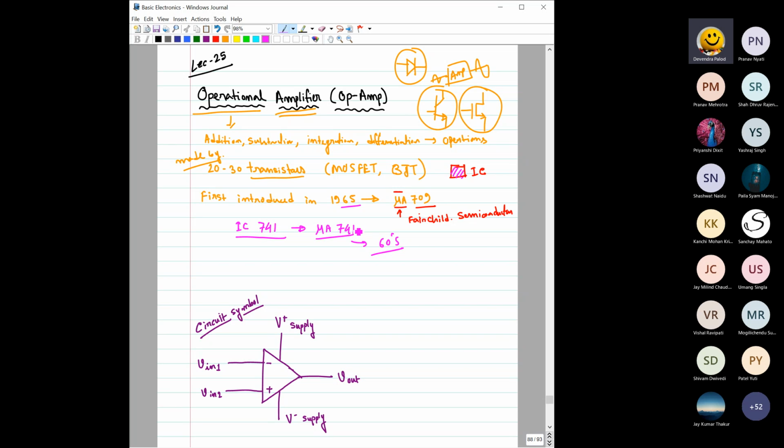Still today we use the 741. This op-amp is quite versatile. Fairchild Semiconductor does not exist today in that form; it has been split into different other companies. So now you can find different names. These two letters would be different, but 741 would be the same.